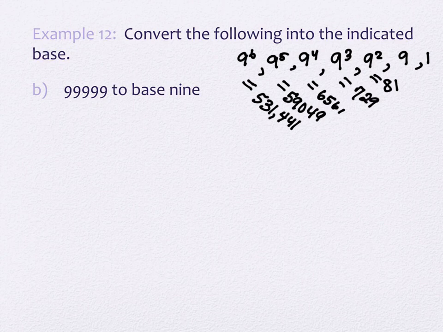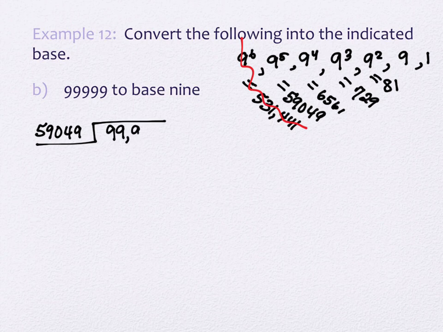All right, and that's clearly too big, right? Our number is 99,000. This is 531,000. That's way too big of a number, so we don't need this one. That tells us we're ready to stop, and we're ready to do the division with those values that are powers of 9. So we're going to start by dividing by 59,049.